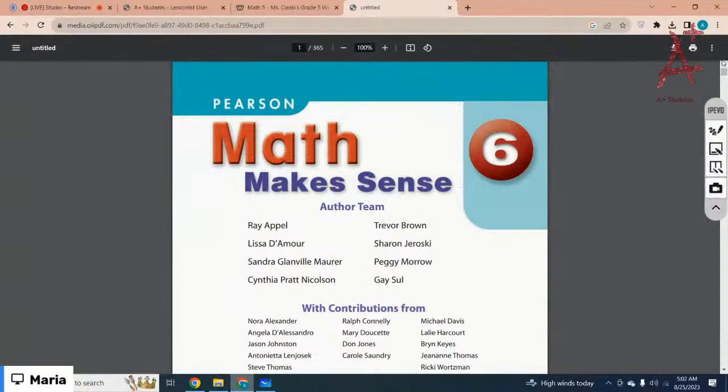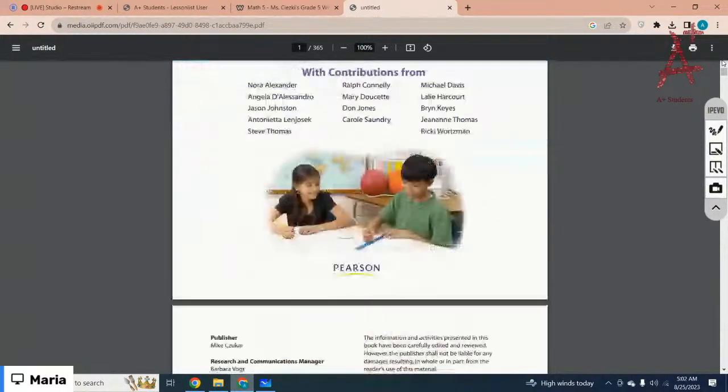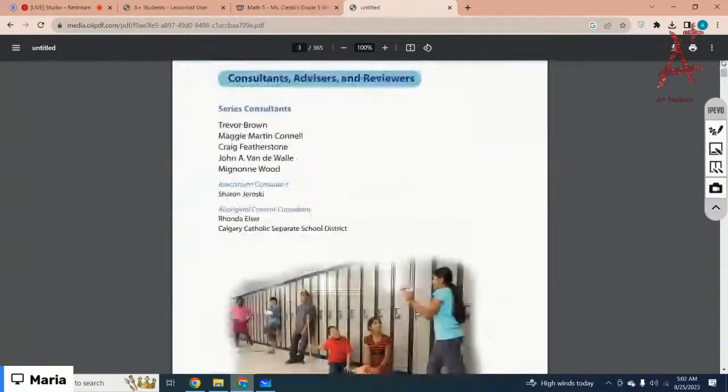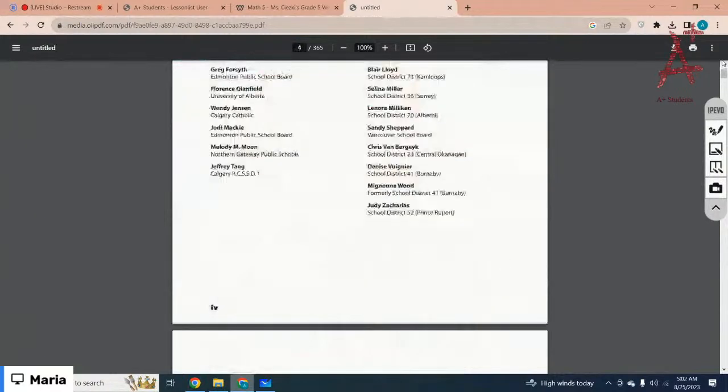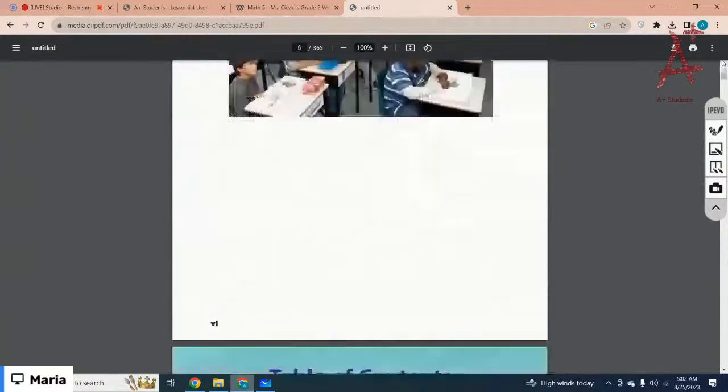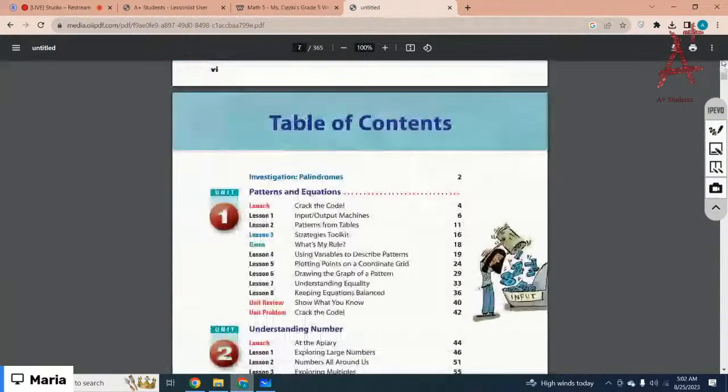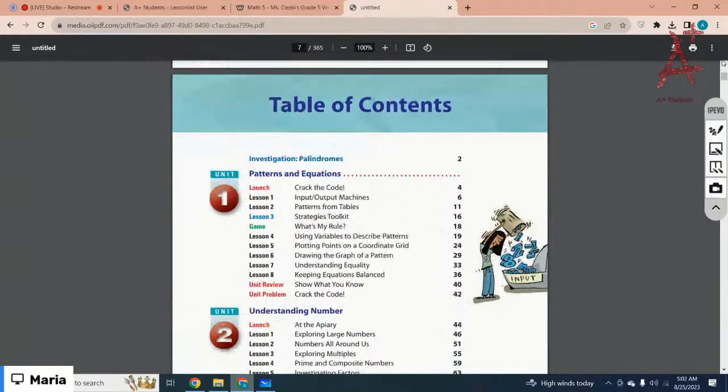We are here for grade 6 maths. Today we're going to start with a book, Math Makes Sense, grade 6. Let's start with the first chapter, chapter 1, patterns and equations, and we're going to cover lesson 1 and lesson 2, that is input output machines and patterns from tables. So let's start with the lesson.